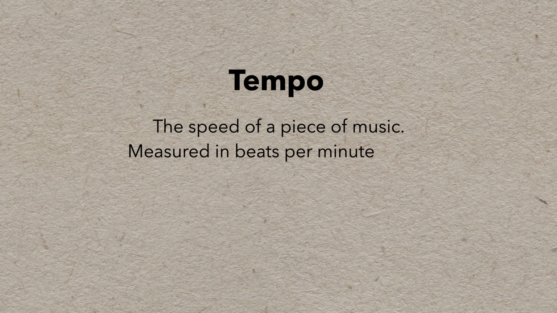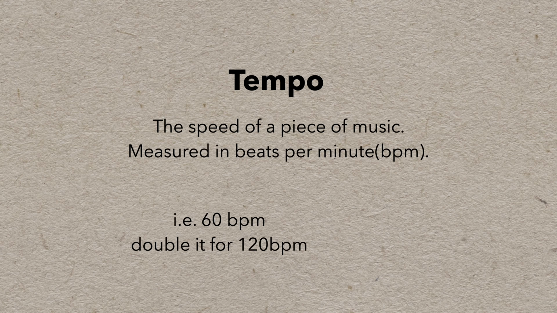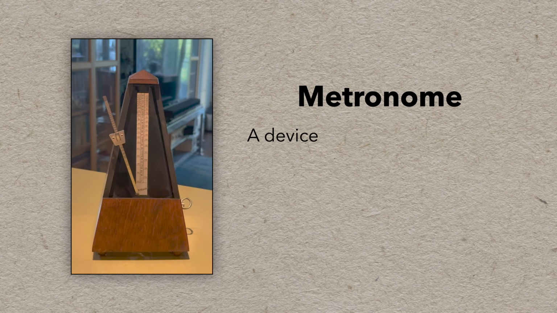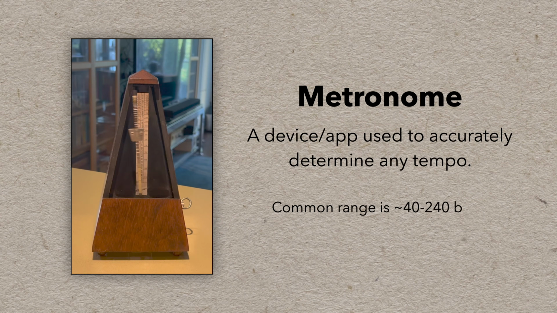Tempo refers to the speed of a piece of music and is measured in beats per minute. This piece is at 120 beats per minute, which just happens to be double a tempo that you're already probably very familiar with, the second hand of a clock. You can also use a device called a metronome to accurately determine basically any tempo you like.